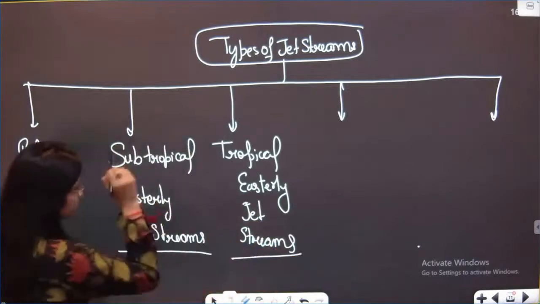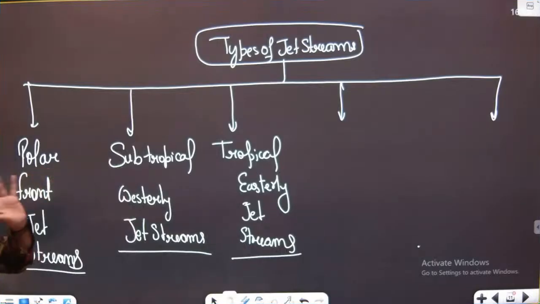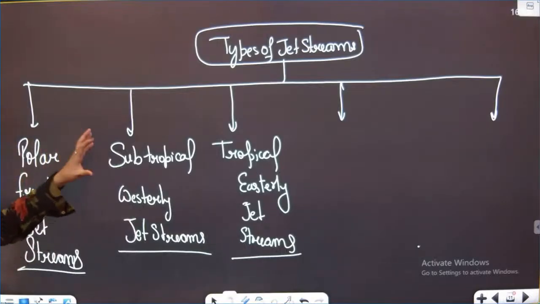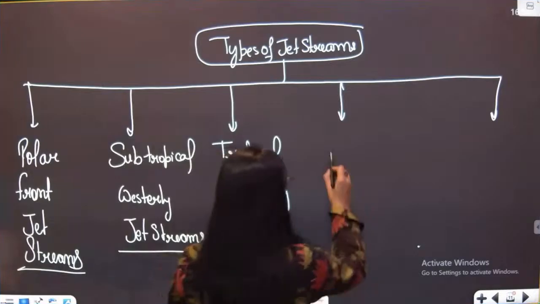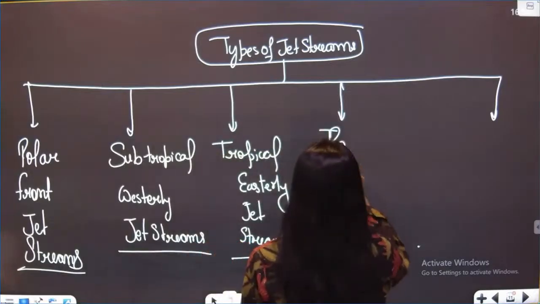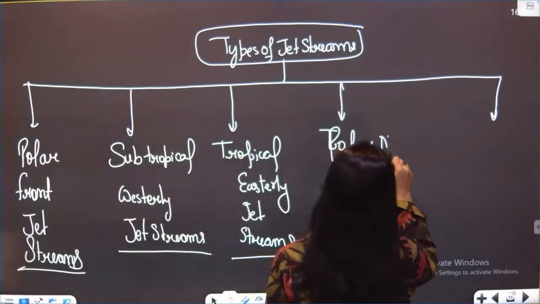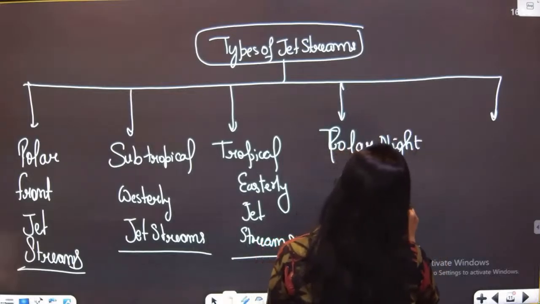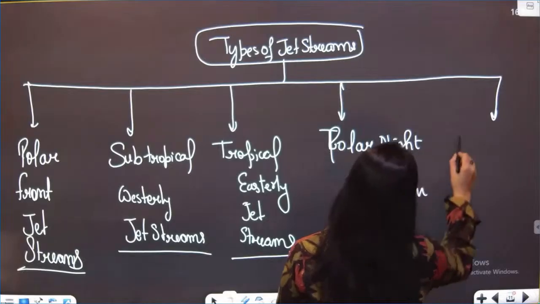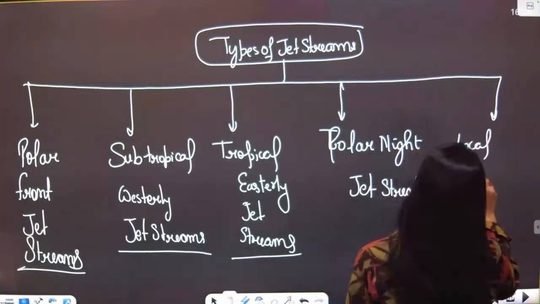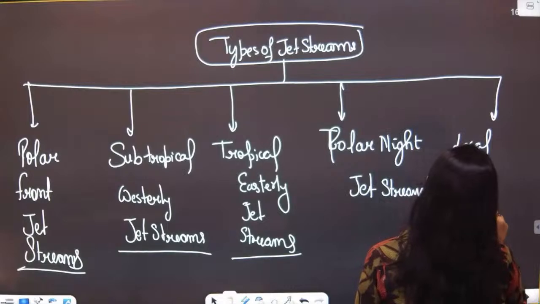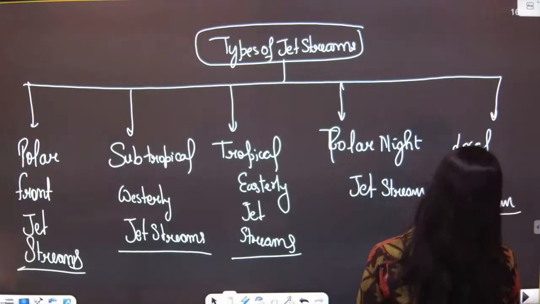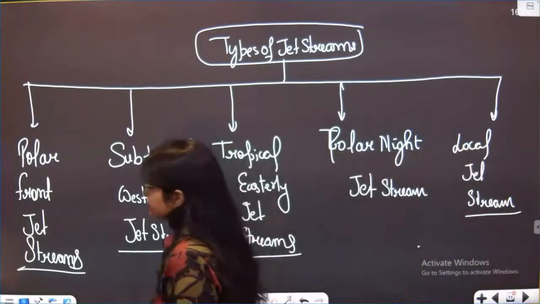We are just building the map first, right? We are just trying to branch it out and then we'll discuss each one of it. Tropical night jet stream, write down. Sorry, polar night jet stream. And then the last one, local jet stream. Right?